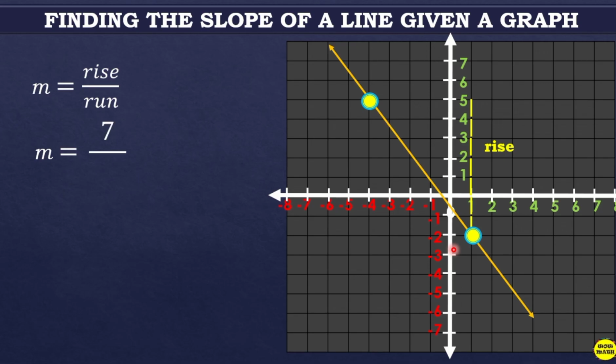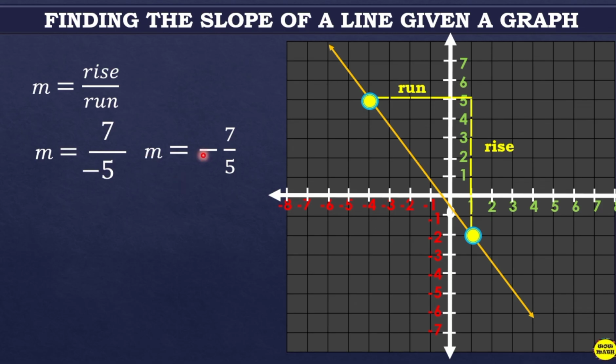And then, ang run mo, since pa-left siya, negative. So, ulit. 1, 2, 3, 4, 5. Pa-left. So, negative 5. Okay? Kasi nag-left tayo eh, pa-left. So, 7 over negative 5. Now, therefore, your slope is equal to negative 7 over 5. So, pwede mo ilagay sa gitna itong negative.